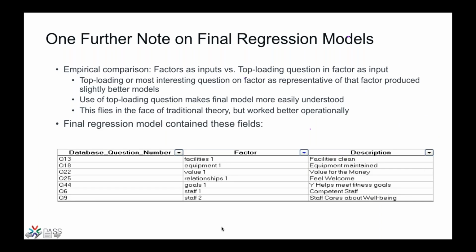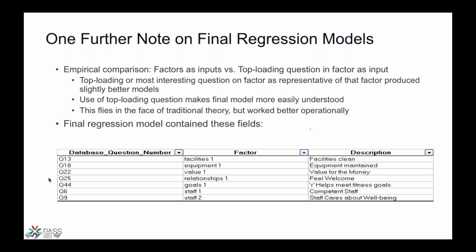And here are the final factors that fed into the model, the 7 factors that loaded up into the model: facilities, equipment, value for the money. 2 staff questions: was the staff competent? Did the staff care about your well-being? Those are the ones that fit the best, fell into this final model.